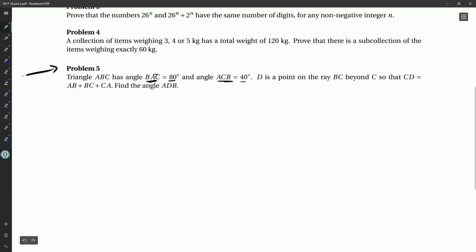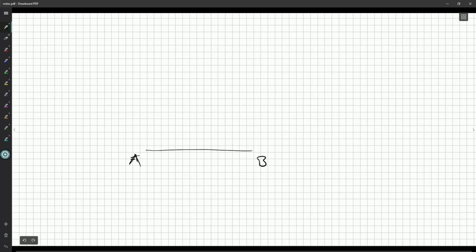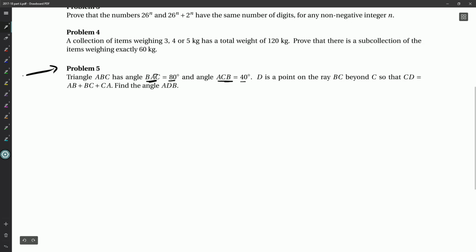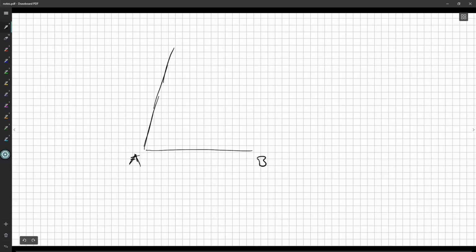I might say something like A, B, and what were the angles? I think the angle at A was 80, so it's going to be kind of steep. And then AC, so C, I don't know, we'll place it up here, and then 40 is kind of narrow, so we'll say something like that. Okay, so there's our nice little picture.